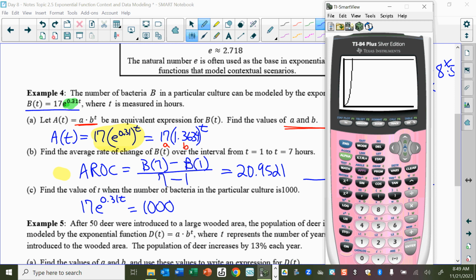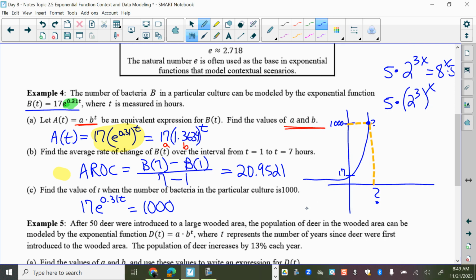Anyway. All right, so I want to know where they intersect. What are you going to do? Second, calc, number 5, intersect. And then just press enter 3 times. So, to get to 1,000, about 13.14. Let's just say 13.14. All right. Okay, so the time is 13.14, and we gotta label it minutes, hours, what? Hours.